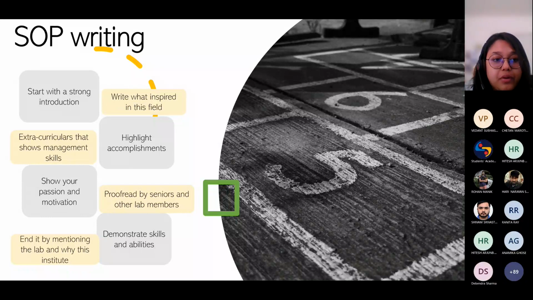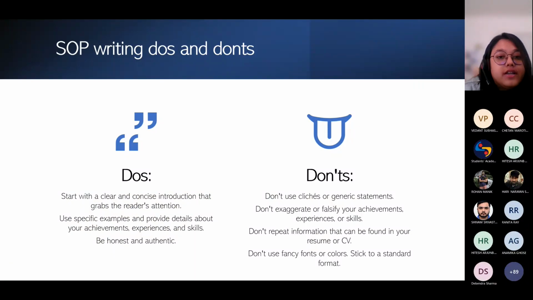So that's some of the gist. It's important to keep in mind some of the do's and don'ts of SOP writing. For the do's, most of it I have already told: it should be clear, concise, and it should fetch the reader's attention. You can use specific examples like achievements, experiences, and skills, and it needs to be honest and authentic. If you are talking about your personal life, you can write a little bit about your managerial skills or something you have done in your personal life, but it has to be true and authentic.